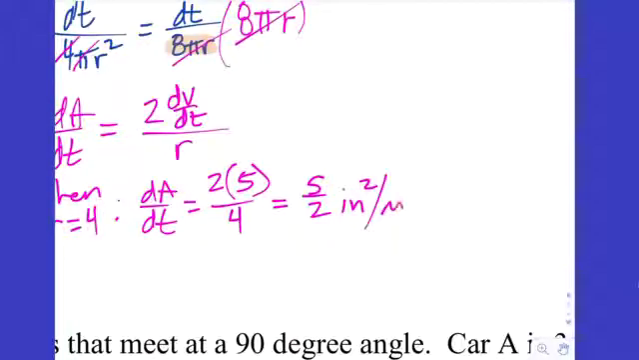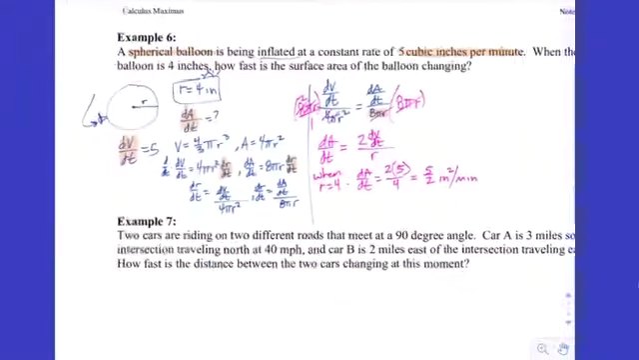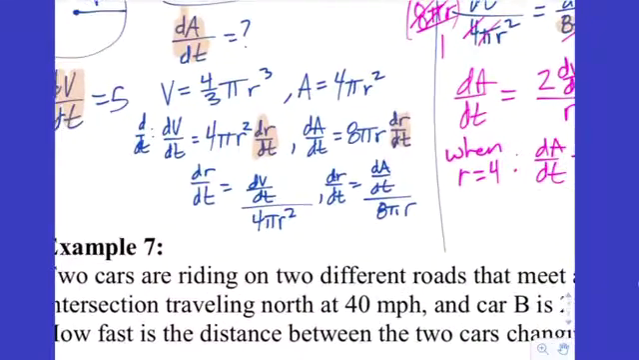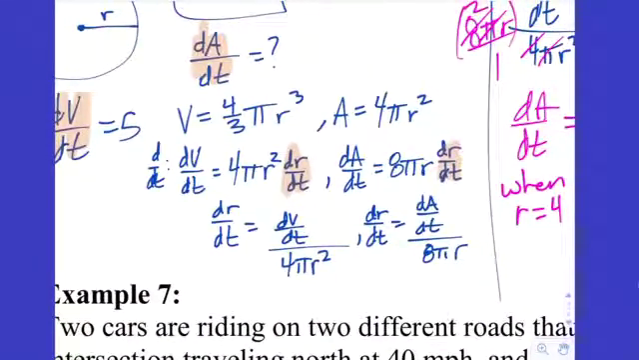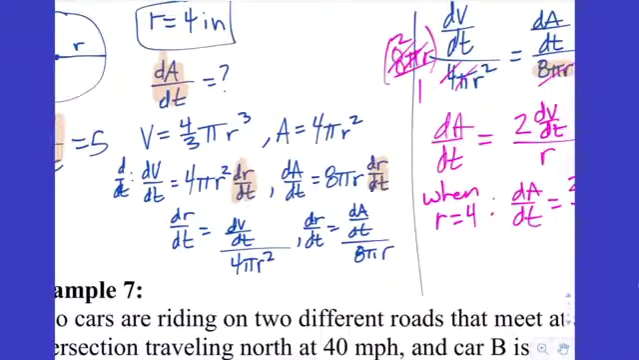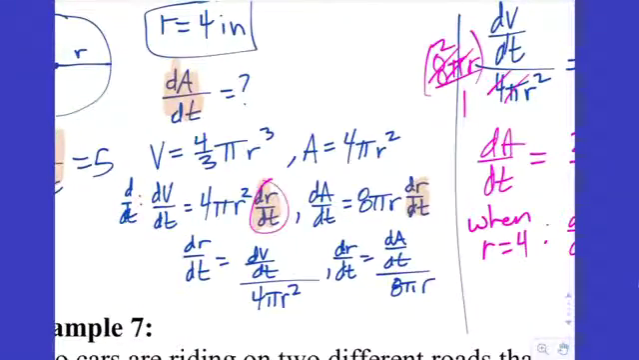Square inches per minute. So this is about as complicated as the related rate questions get, where you don't have, from memory, a single equation that relates two quantities, but you know you can relate them by some other thing. Now, if you wanted to, you could just plug in. You could have plugged in on dv/dt. You could have said 5 equals 4 pi times 4 squared.